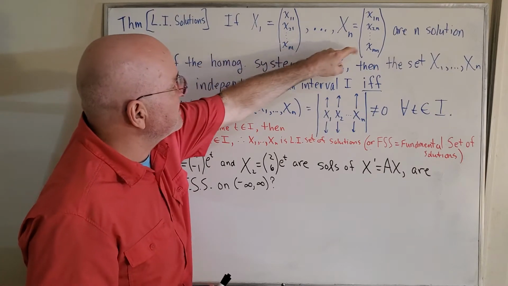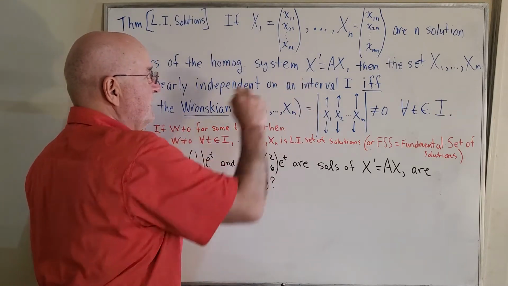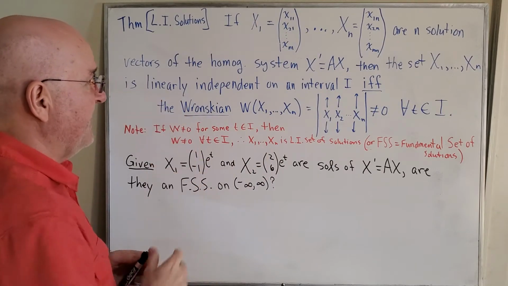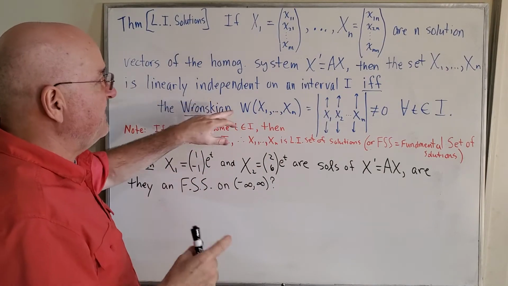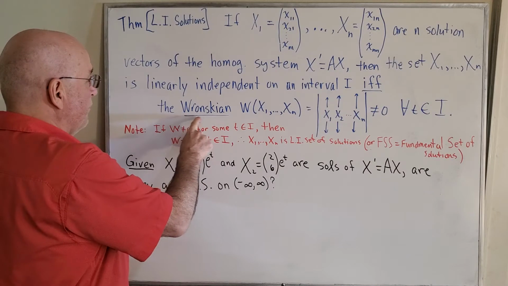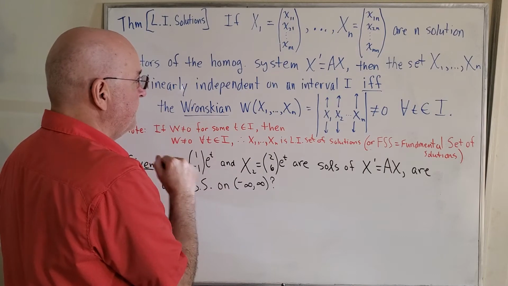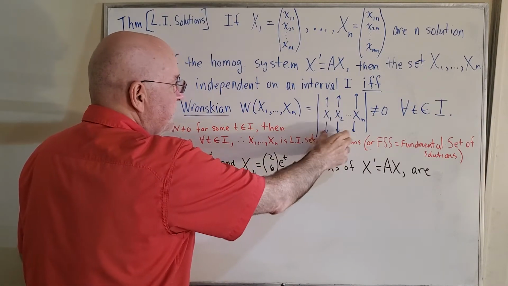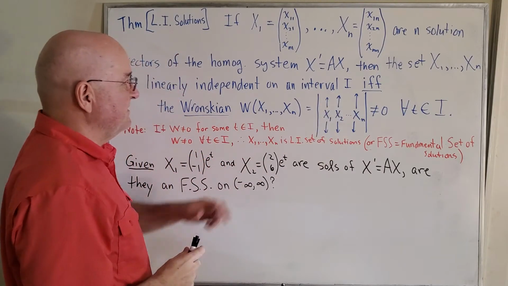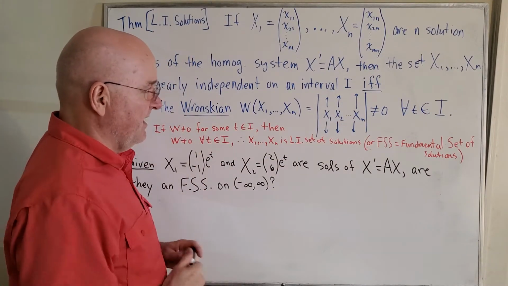Okay, so if these are our n solution vectors of the homogeneous system, x prime equals A x, then that set of vectors, x1 through xn, is linearly independent on some interval if and only if the following is true. The Wronskian, which is the determinant of, and then you just put the vectors side by side with each other, x1 to xn like this, take the determinant of it, and it's not equal to 0 for all t in the interval I.